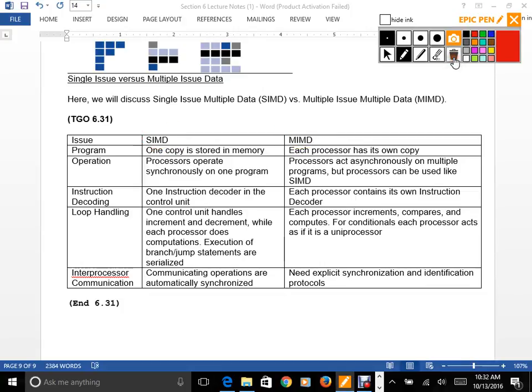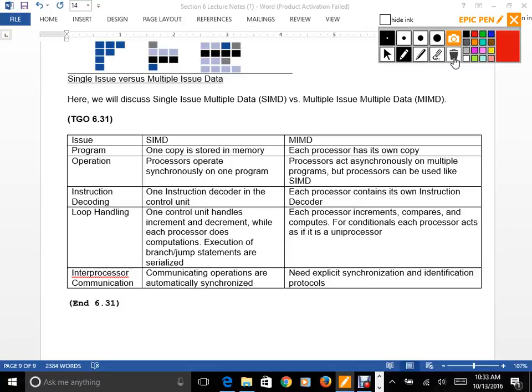Can you do it in pipelining? It actually has a little pipelining diagram that I can show you. So in single issue multiple data, there's 1 copy of the data stored in memory. In multiple issue multiple data, each processor has its own copy. So we had the distributed memory, right? Because that's more of a multiple issue multiple data type concept.